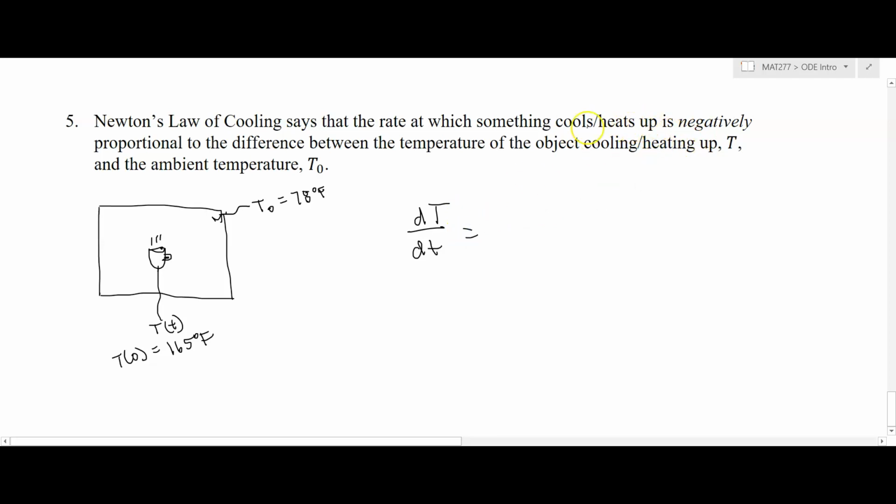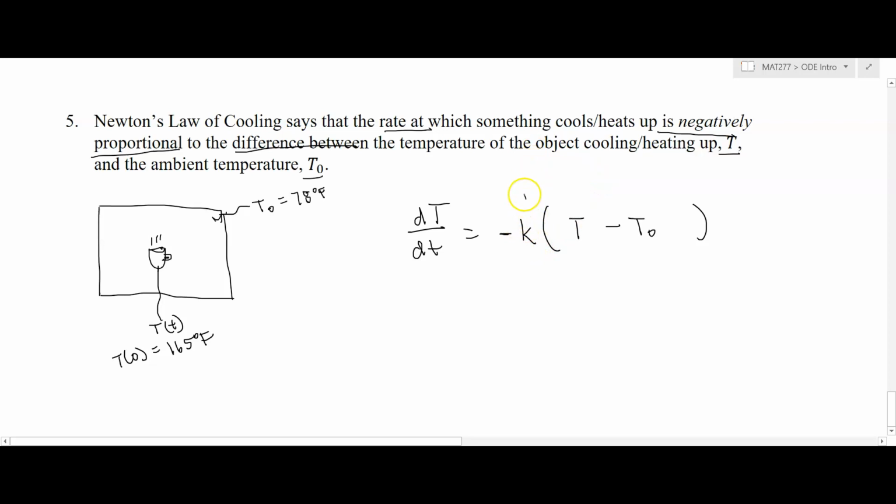It says the rate at which something cools or heats up is negatively proportional. Okay, so when we see negatively proportional, what that means is that there's going to be some proportionality constant, and proportional to means it is multiplied by that constant. And so it's negatively proportional to something, right? Negatively proportional to the difference between the temperature of the object and the ambient temperature T naught. So the difference between them is T minus T naught. And it has to be done in that order because look what happens.